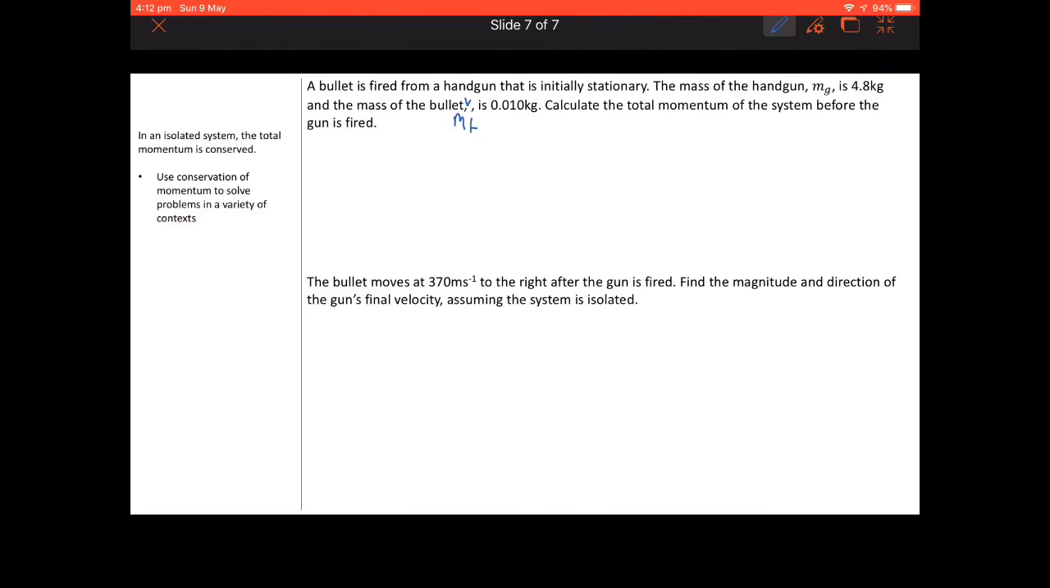And then the next part of the question is saying that the bullet moves at 370 meters per second to the right after the gun is fired. Find the magnitude and direction of the gun's final velocity, assuming the system is isolated. All I'll say about these ones is just make sure that you've got a coordinate system. So is to the right positive, is to the left negative, do you want to do it the other way, whatever. But yeah, that's, I guess, a hint for attempting this question.